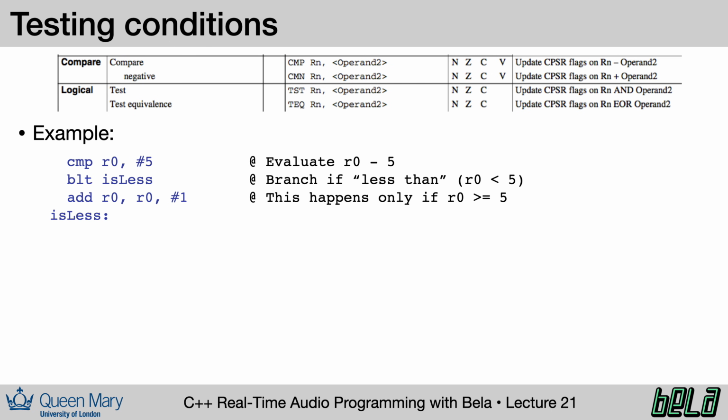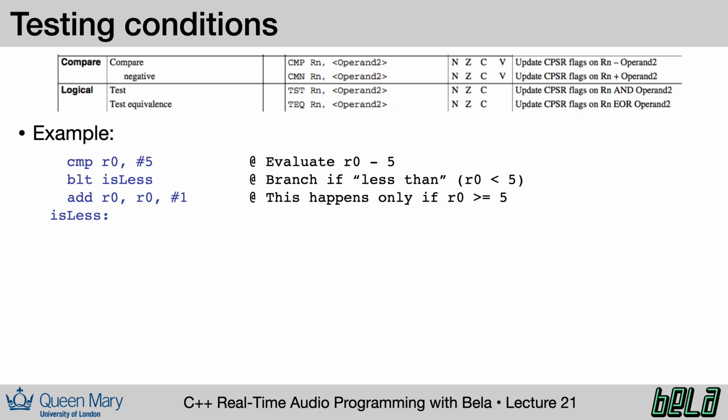This code contains 3 assembly language instructions and 1 label. The first instruction compares r0 to the number 5. Literally what the compare instruction does is it calculates the value r0 minus 5, but rather than store the result r0 minus 5 into a register, it just updates the CPU status flags. That means that the next instruction, BLT, which stands for branch if less than, really means branch if r0 is less than 5. If r0 is indeed less than 5, then the next instruction will be skipped.